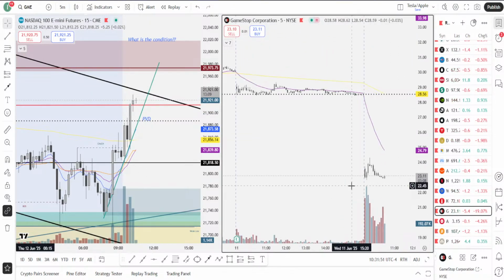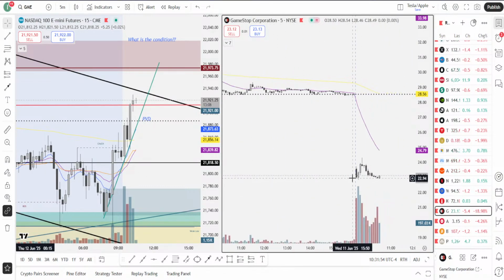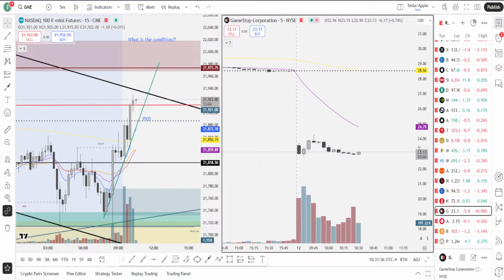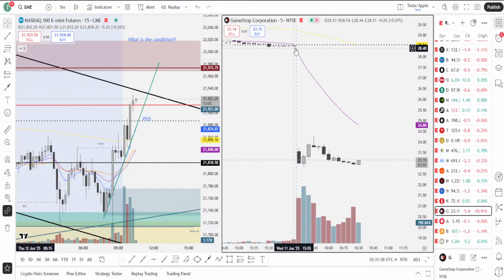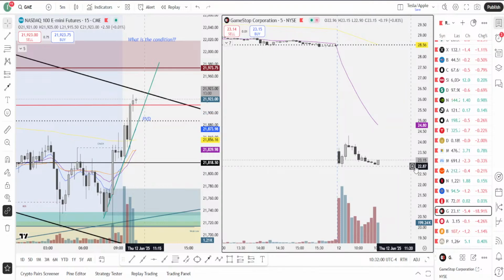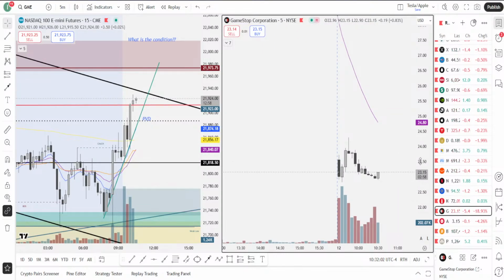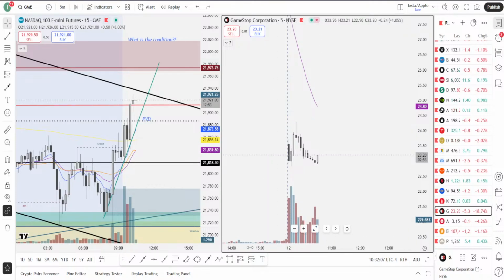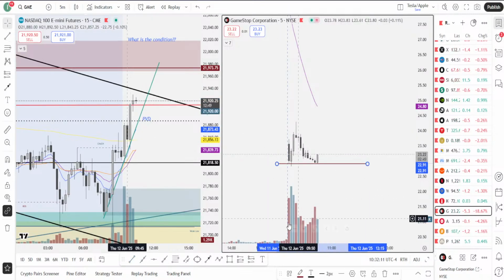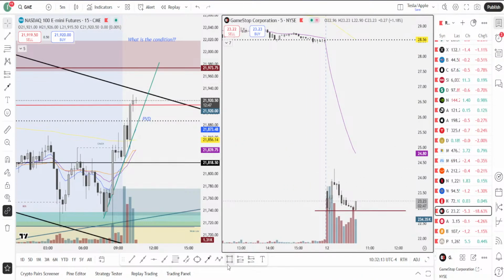GameStop, holy shit. Damn, look at this gap on GameStop, yo. GameStop just dropped like $5, yo. Jesus. It's failing to make a new low. On GameStop, you have a gap above.